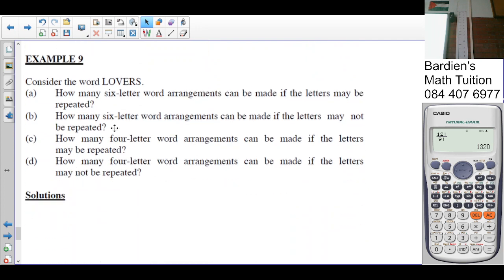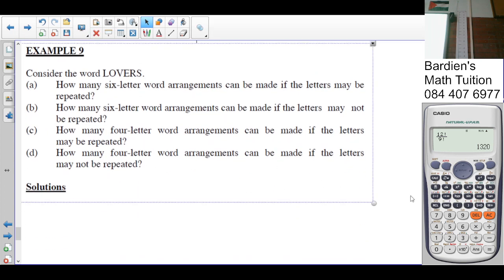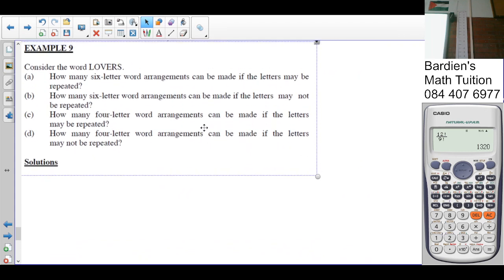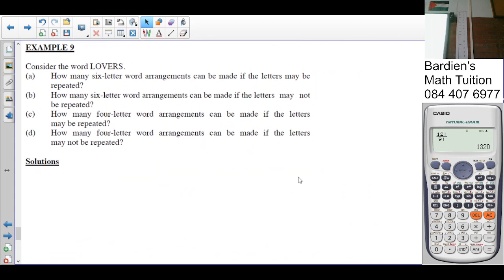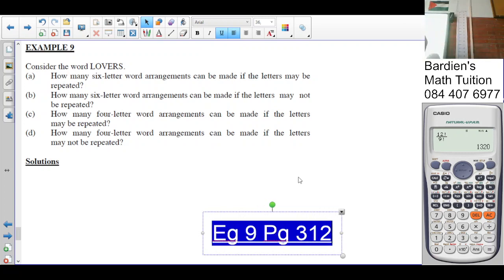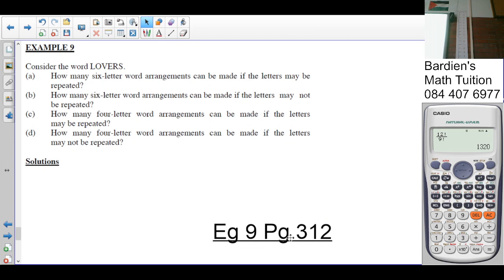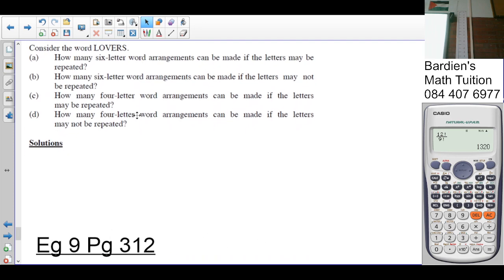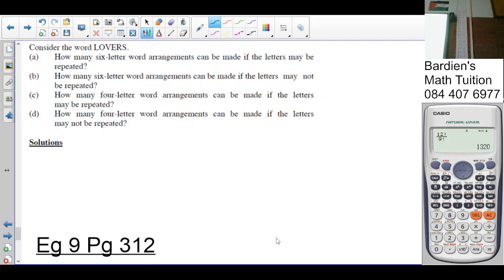Let's get on. We're looking at example 9. Example 9 is on the same page, page 312. So consider the word LOVERS. I want to know how many 6-letter word arrangements can be made if the letters may be repeated.